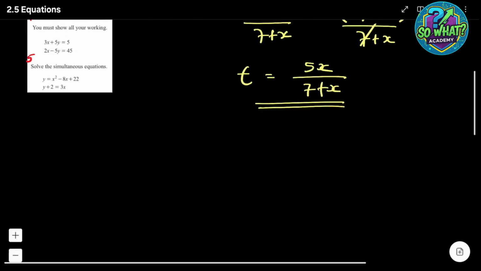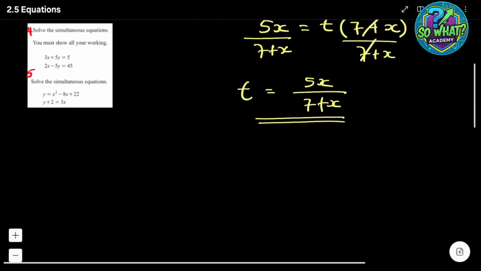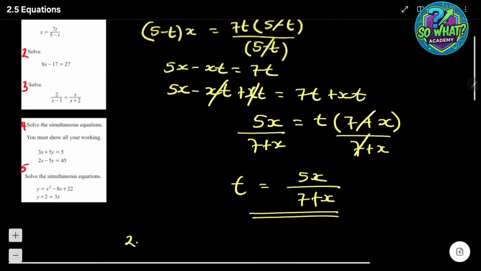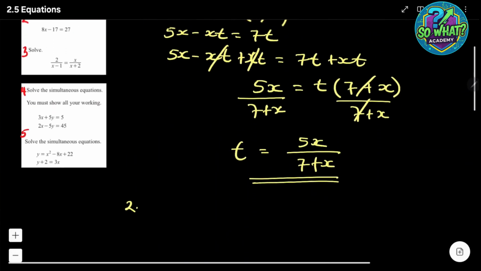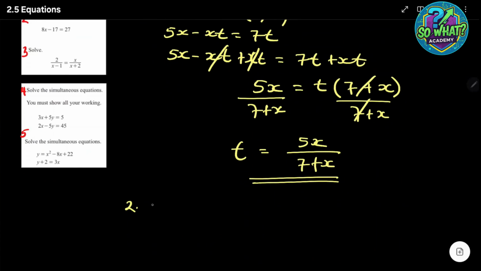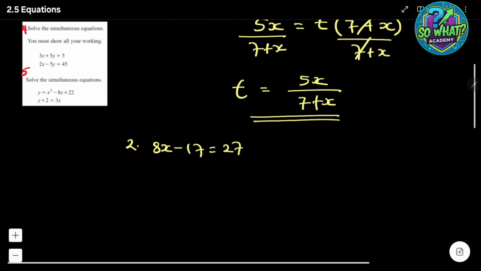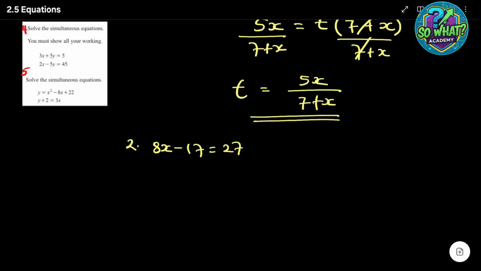The next number, number 2, they want us to solve. We are solving for x in the equation 8x minus 17 is equal to 27. This is very clear and direct. So you need x, still collecting like terms.